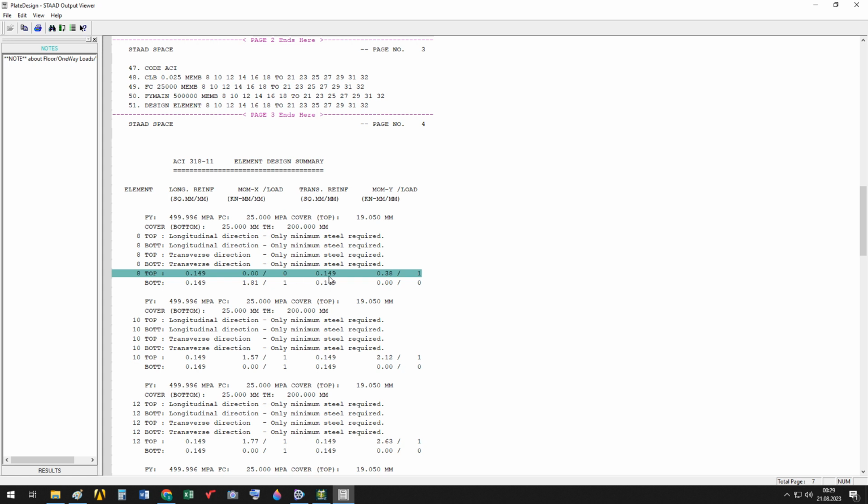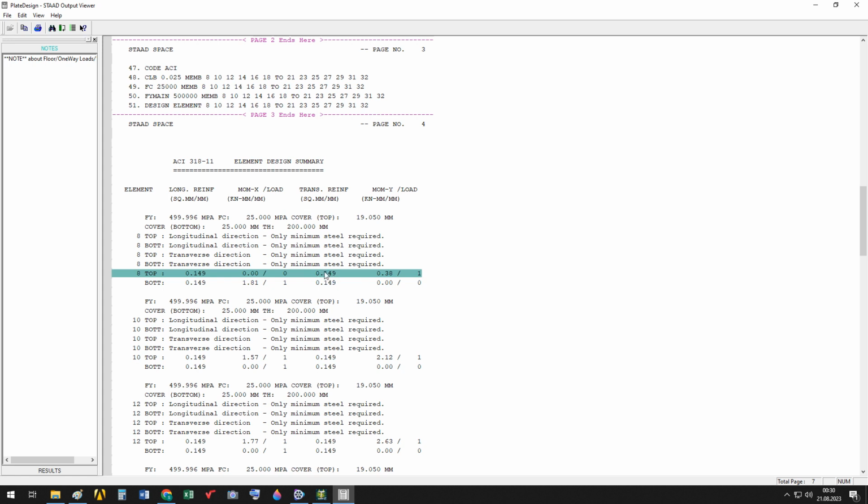In the transverse direction at the top. So at the top, in the longitudinal direction, the rebar is calculated because of mx bending moment. mx bending moment is 0. This is the minimum reinforcement area. At top, in the transverse direction, we have my. It's induced because of load 1. And again, the required area is that.